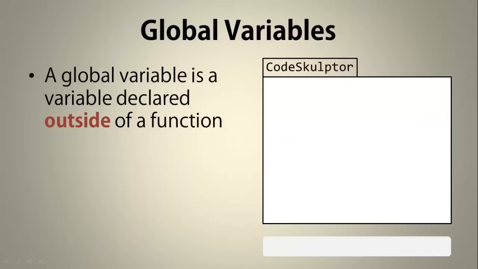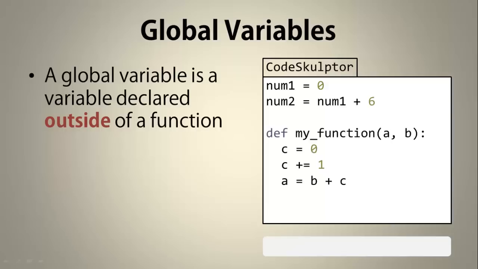A global variable is a variable declared outside of a function. If you look to the code on the right, we have two variables, num1 and num2. They're both global variables because they're declared outside of any functions. Now, we add a function, myFunction, that takes in two variables a and b as parameters and declare a variable c inside the function. All three of these variables, a, b, and c, are not global variables because they're declared inside of a function. We can add another variable, num3, after myFunction, but it'll still be a global variable because it's declared outside of any functions.